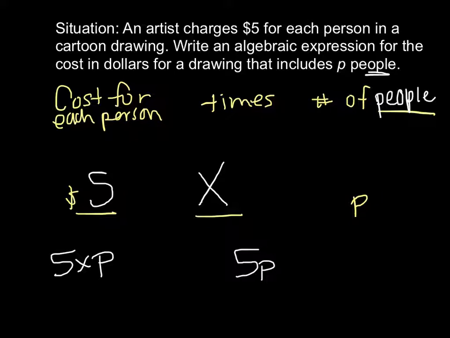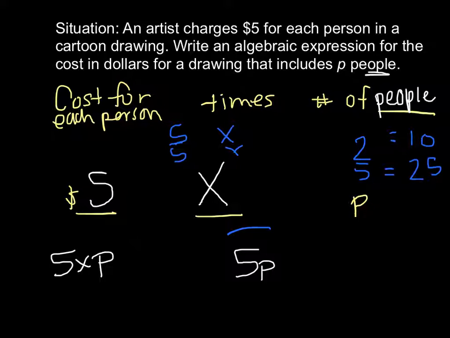So basically what that means in a real-world situation, if you were at the state fair like my husband and I went a couple weeks ago, and you wanted to get a cartoon drawing done, and you had 2 people in your group, then you would put the number of people you had, which is 2, and it's $5 per person, so it would cost you $10. But say you had 5 people, then you would have 5 times 5. It would actually cost you $25.